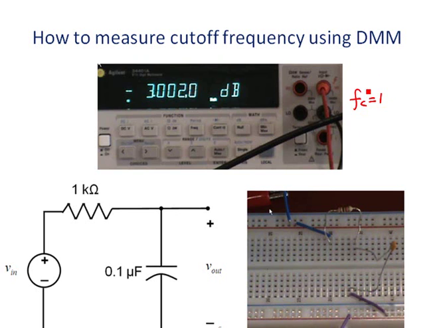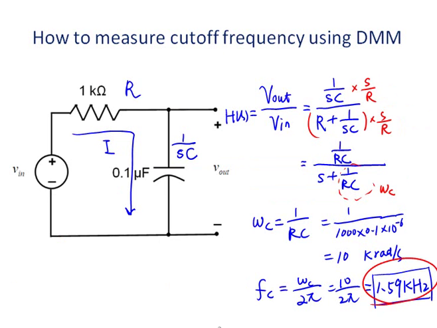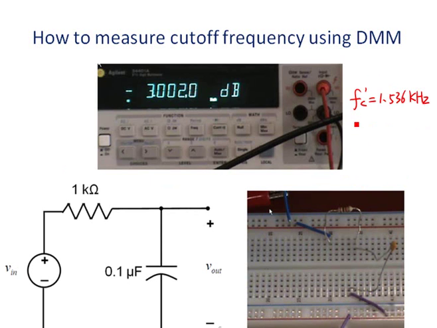So right now, when the frequency is 1.536 kilohertz, the gain of the circuit is 3 decibel below the passband gain. So let's calculate the error percentage. The measured value is 1.536. The nominal value is 1.59 kilohertz. So the percentage error we calculate based on measured minus nominal over nominal. That is negative 3.4%. Should be negative 3.4%.